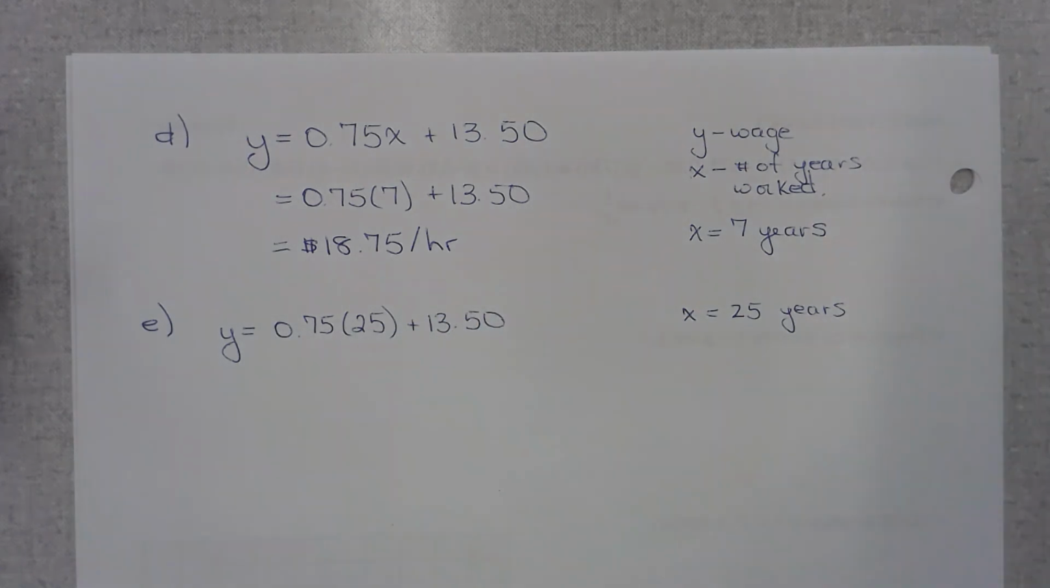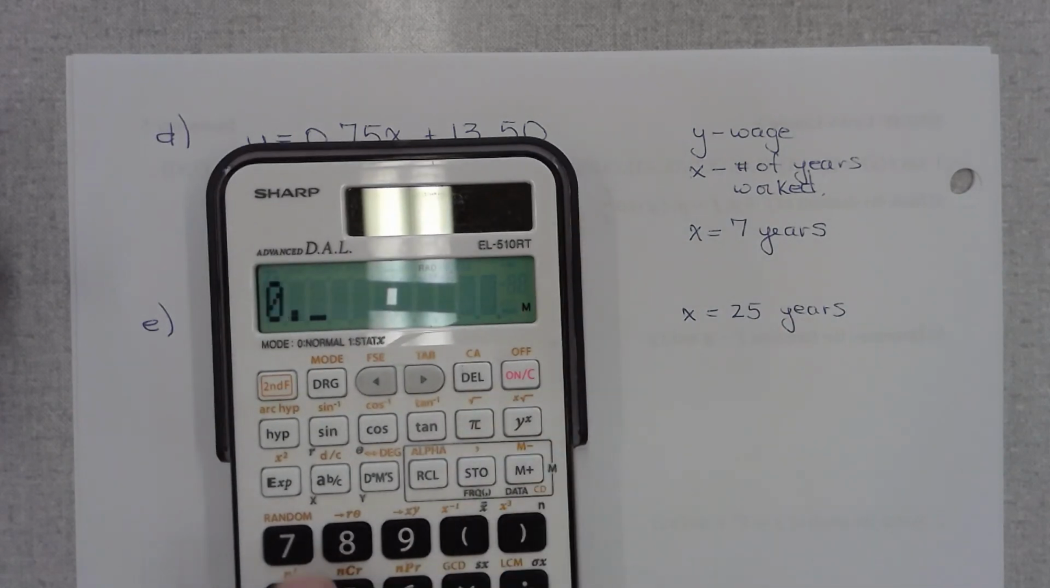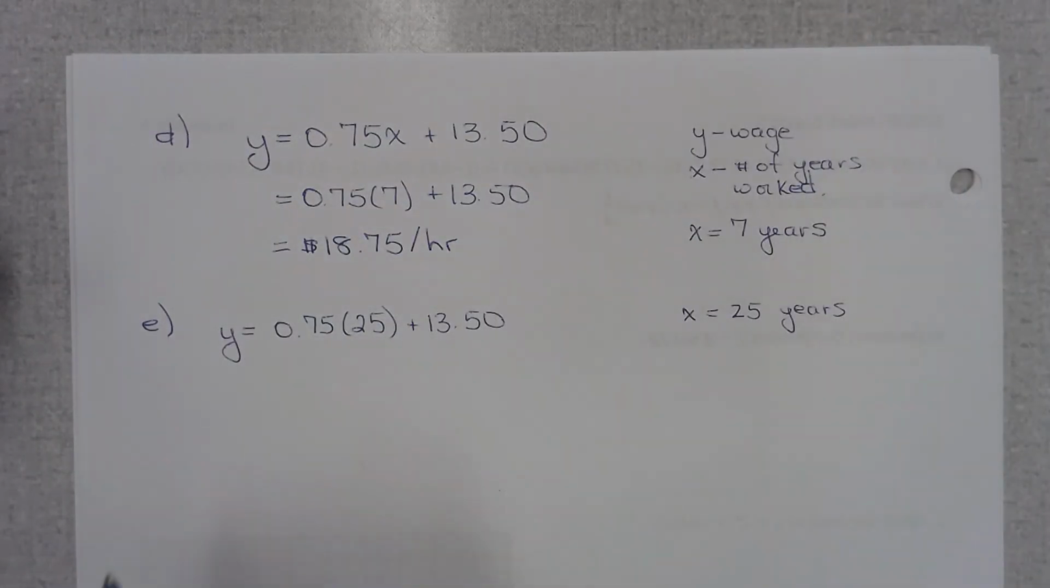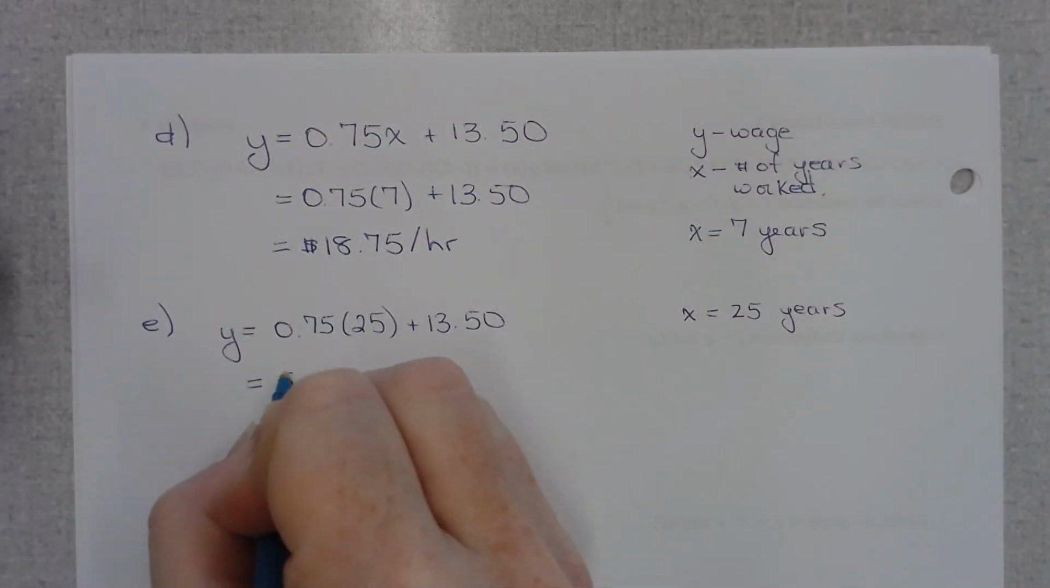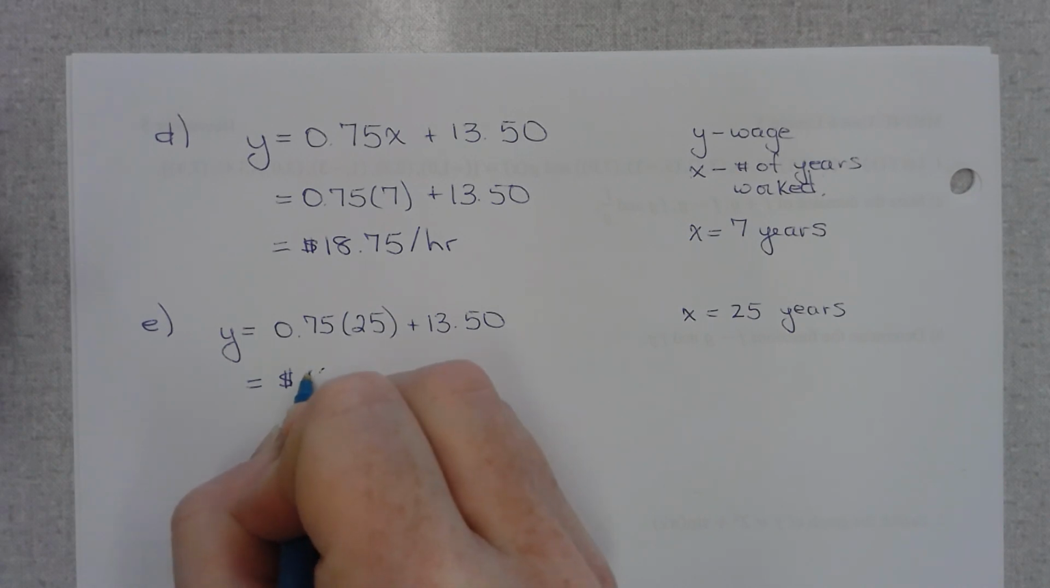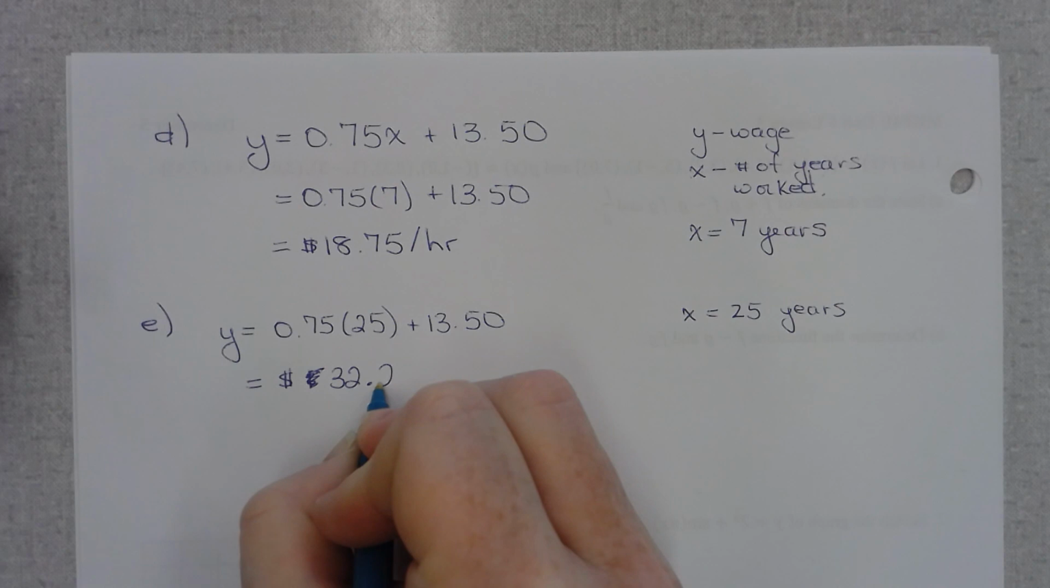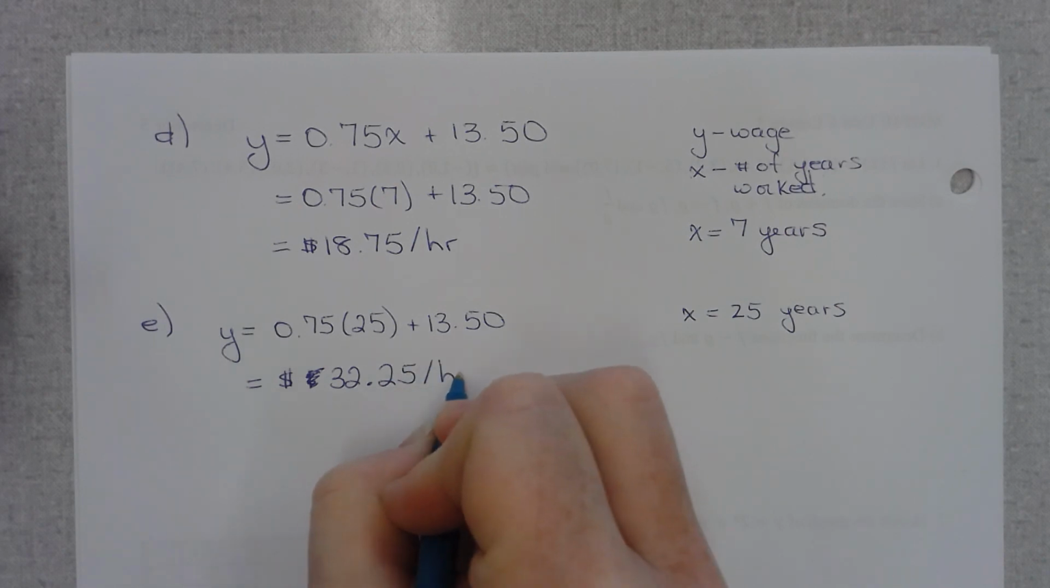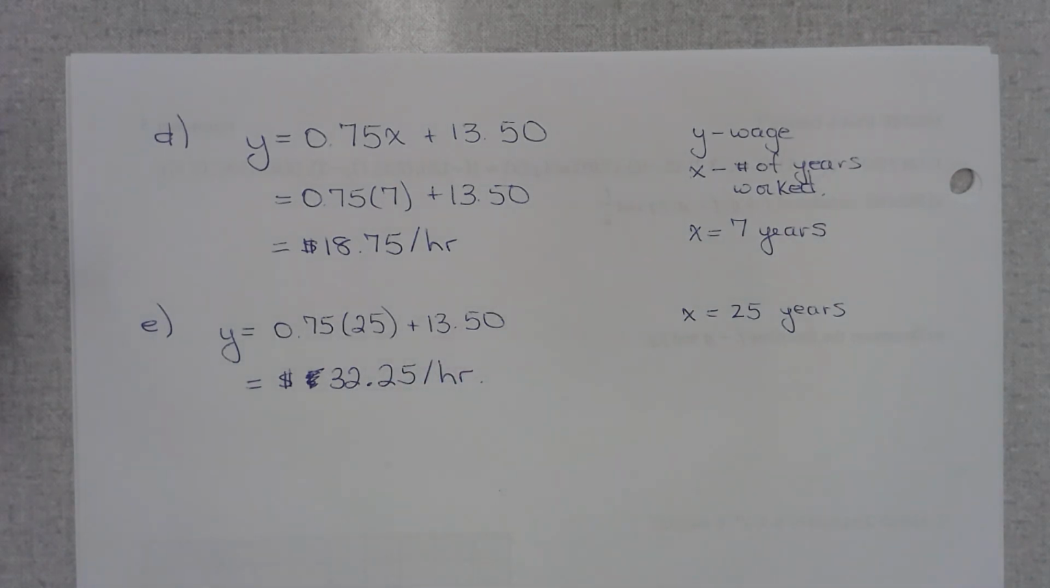So I'm going to grab my calculator again. I've got 0.75 times 25 plus 13.50 is equal to $32.25 an hour. And so the question says, does this seem reasonable? And then how might the store modify the raise policy?